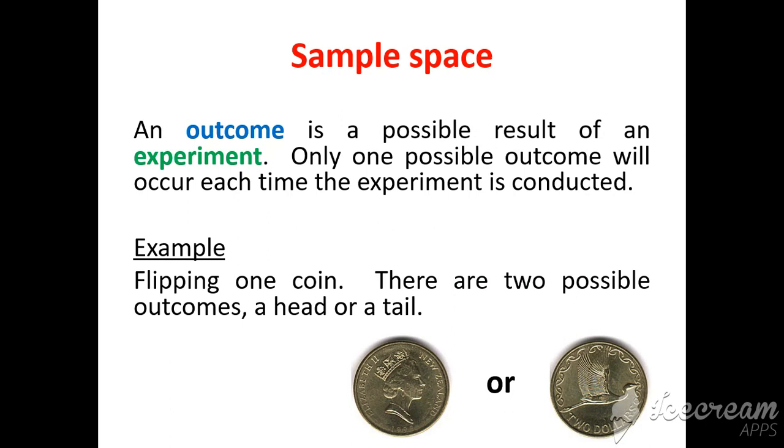Right, we've spoken some key words in the last video. An outcome is a possible result of an experiment. Only one possible outcome will occur each time the experiment is conducted. An example, flipping one coin, there are two possible outcomes, a head or a tail, and only one of these outcomes is possible when we conduct the experiment.